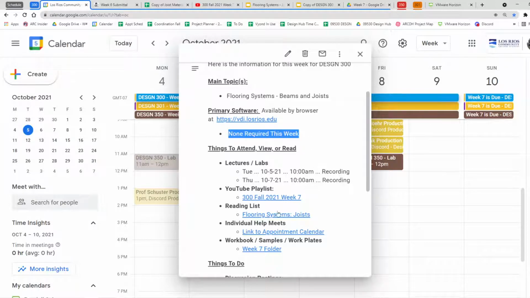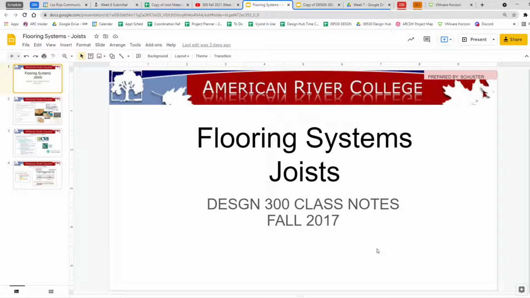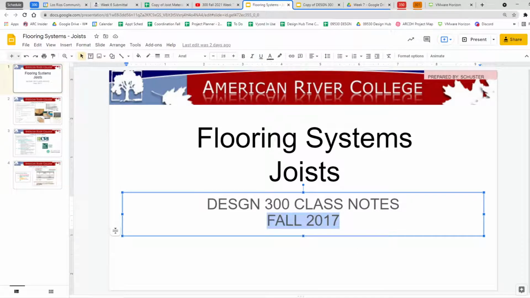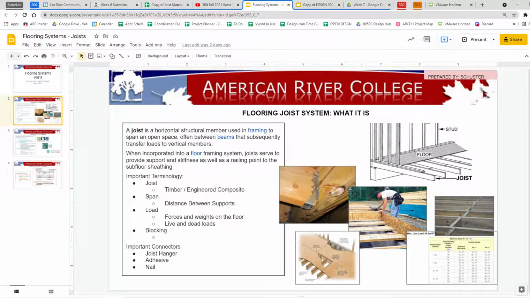So after that, there's a reading list. There's again your flooring, and look, buildings haven't changed a lot since 2017. I do update these a little bit, so they're not exactly the same each time, but buildings are still buildings regardless of when we're working on them. Okay, so here we go.